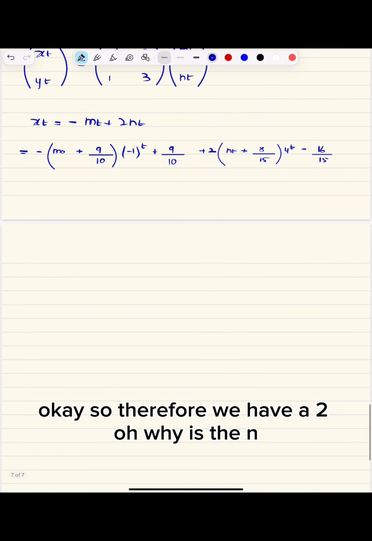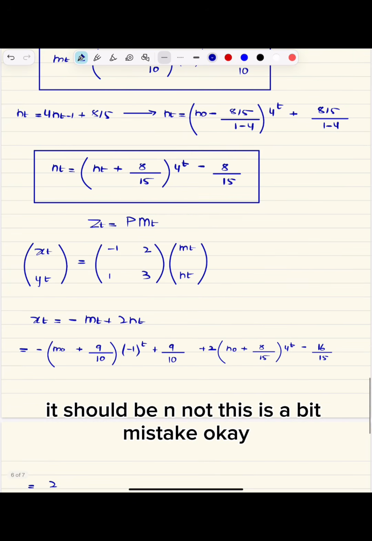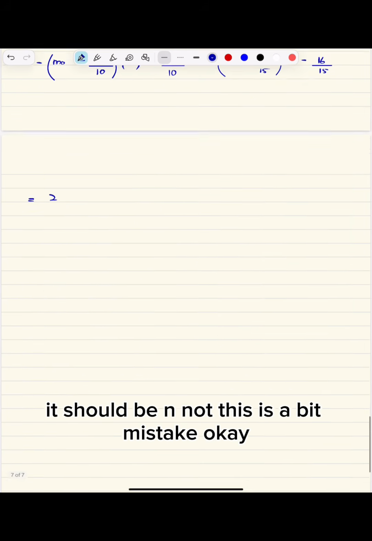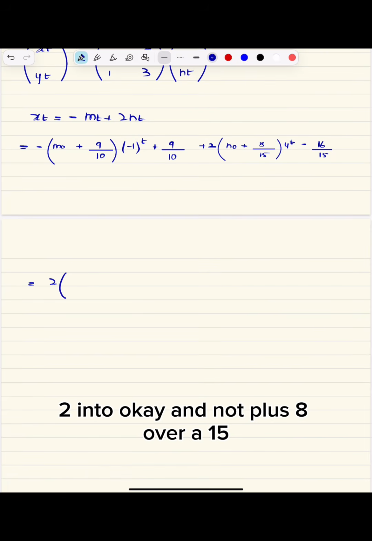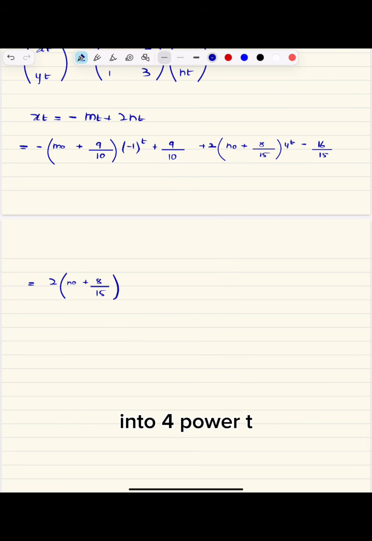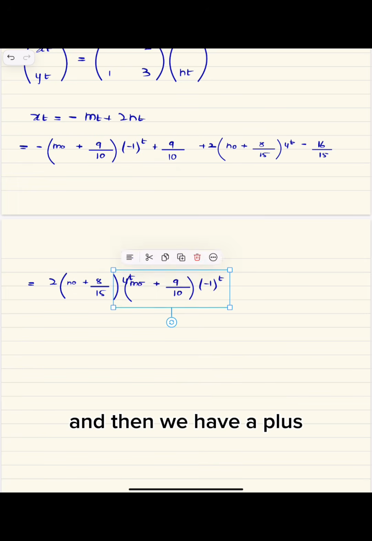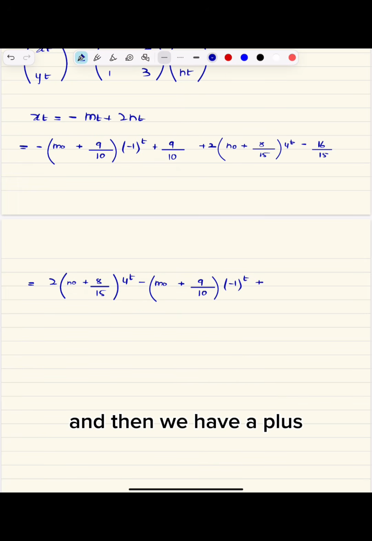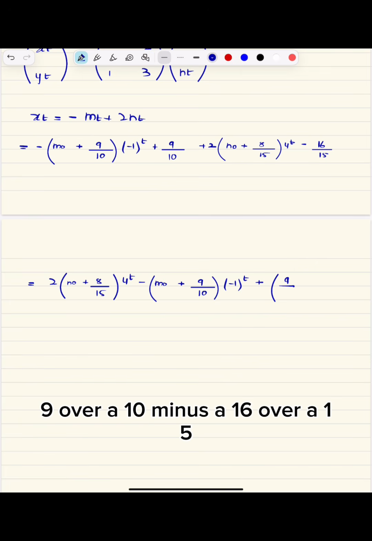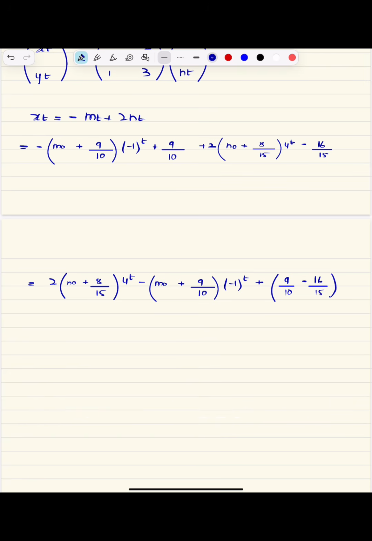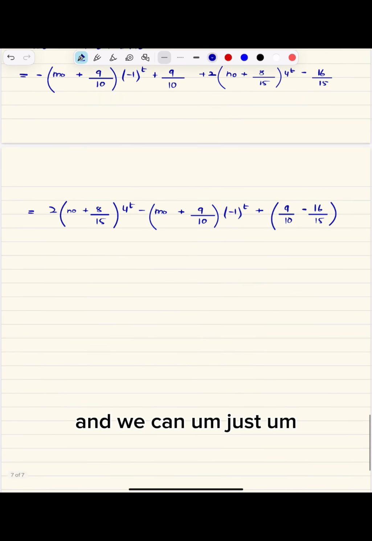Okay, so therefore we have a 2. Oh, why is the n? It should be n naught. Oh, this is a bad mistake. Okay, 2 into n naught plus 8/15 into 4 power t minus this expression, and then we have a plus 9/10 minus 16/15.